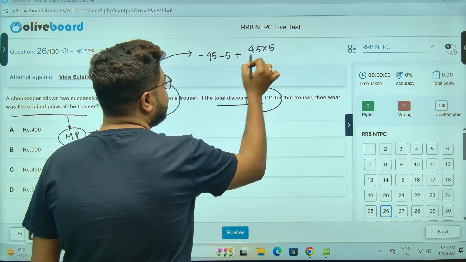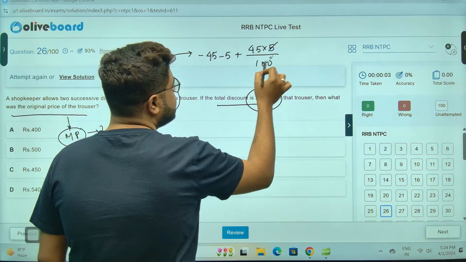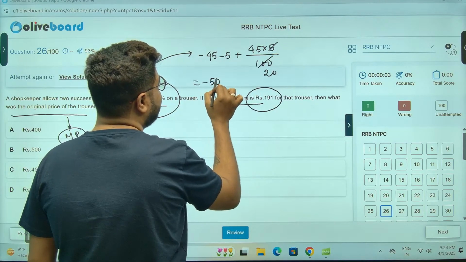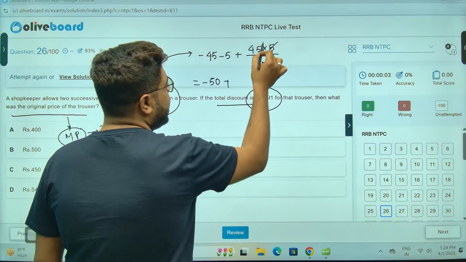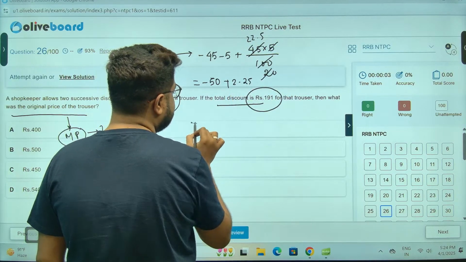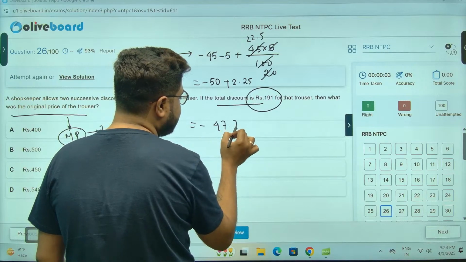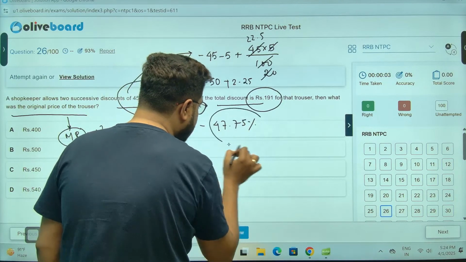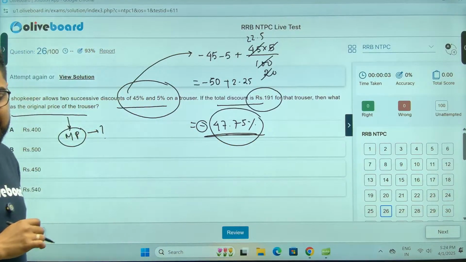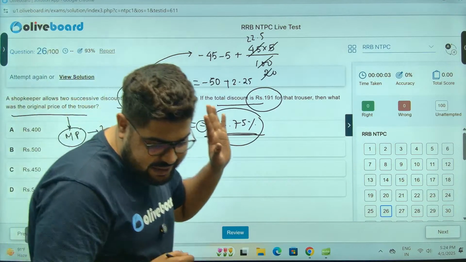45 times 5 by 100, sir, so this is 20, so this is minus 50 plus this is 2, and this is 22.5 by 10, meaning 2.25, sir, that means minus 47.75%. Now, do not worry about this minus sign. Minus means a discount, right, sir?